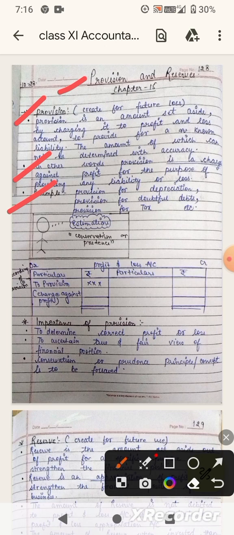Profit and loss account importance in case of provision. The provision is recorded on the debit side of the profit and loss account as per the rule of nominal account. The importance of provisions is that it determines correct profit or loss through the profit and loss account, to ascertain a true and fair view of financial position through the balance sheet, and the principle of conservatism or prudence is followed in case of provisions. Now we are going to understand the meaning of reserves.